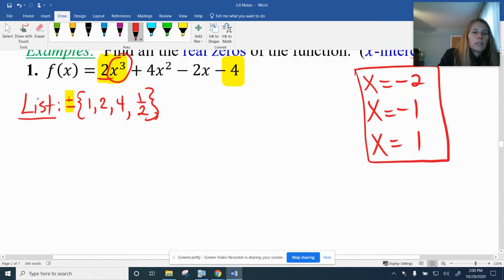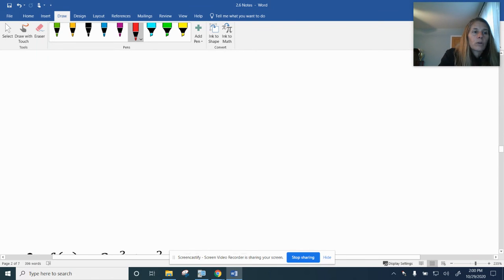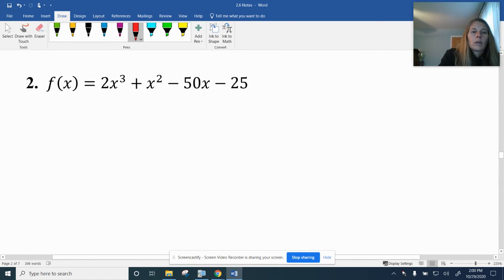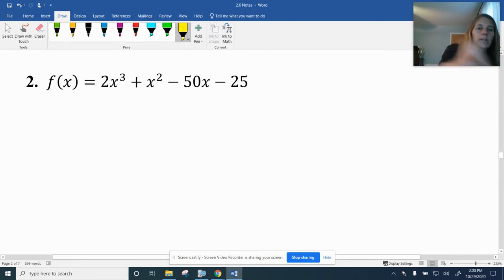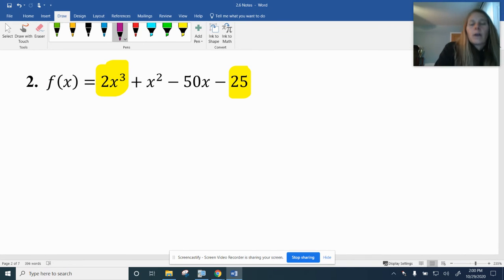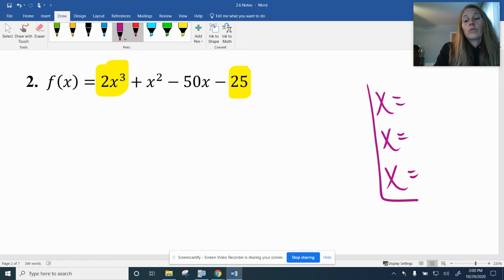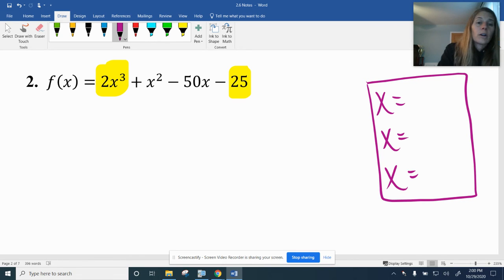Okay, so let's go on to number 2, and then you'll kind of see what I mean a little bit more. So for this one, again, we have our lead term here, and we have the constant term, which will be factored. Now, again, this is a cubic polynomial, so right away I know I'm going to be looking for 3 x values, or 3 solutions, or hopefully 3 x-intercepts, unless some of them are imaginary.